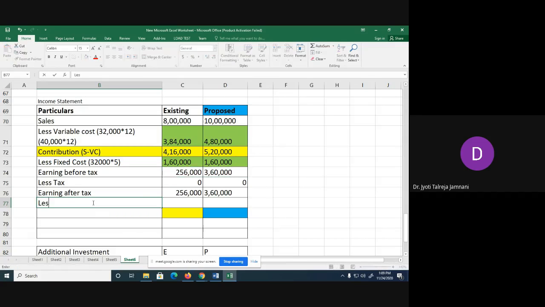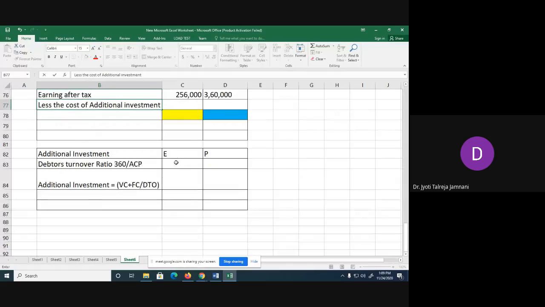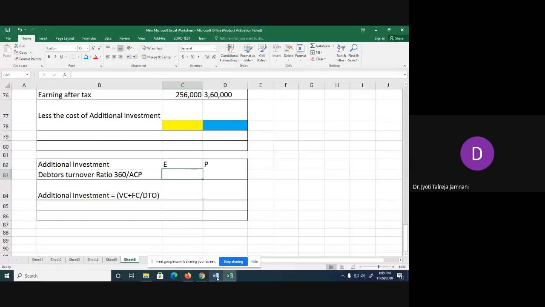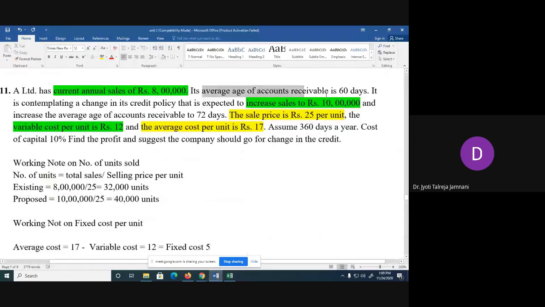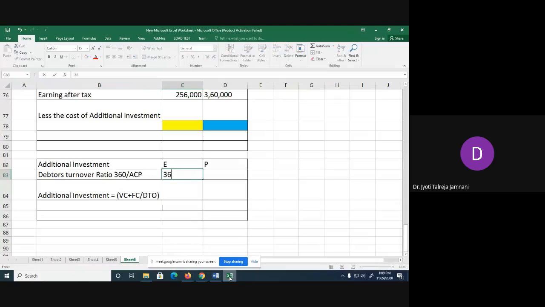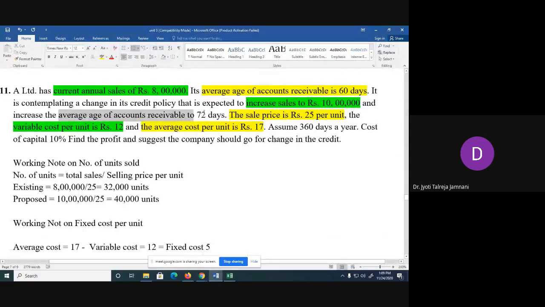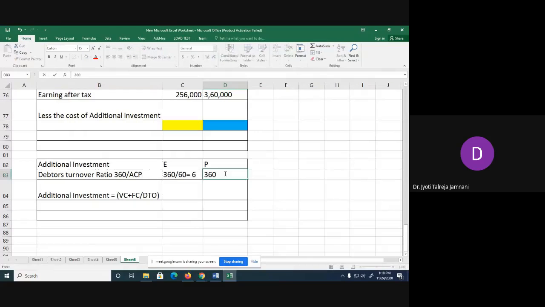Now from this we will less the cost of additional investment. So for additional investment, we first need the debtors turnover ratio, which is 360 divided by average collection period. The average age of the accounts receivable is 60 days as of today, the current period. So 360 divided by 60, 6 you get. And the new average collection age is 72 days. So 360 divided by 72, 5 you get.